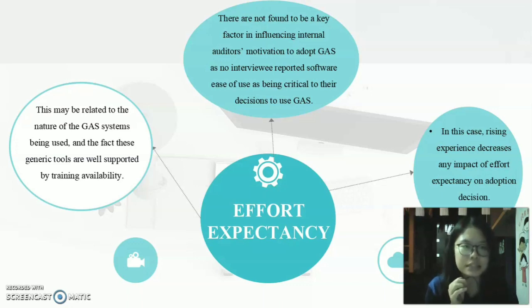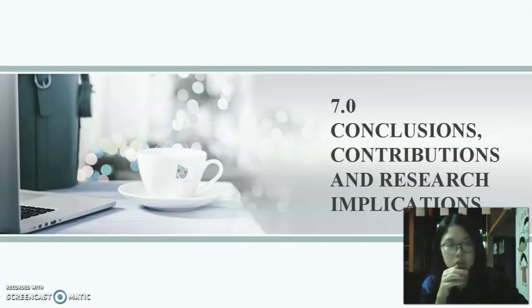So in this case, rising experience decreases any impact of effort expectancy on adoption decisions, which in other words means the moderating variable, experience, influences the significance of effort expectancy in adoption. And next, let's move on to the conclusion, the contributions, and the research implications.